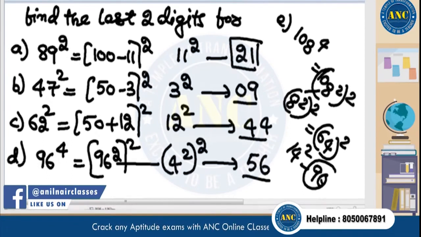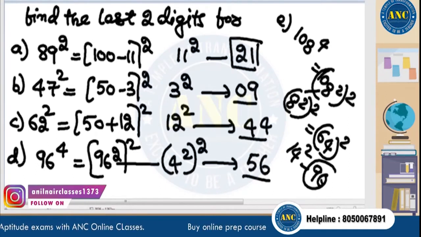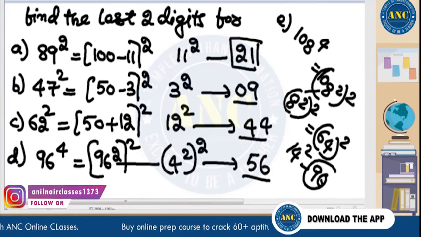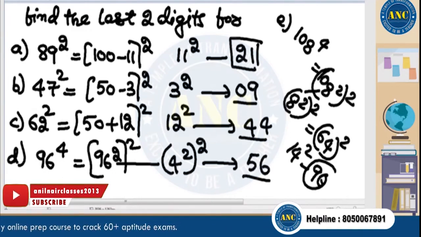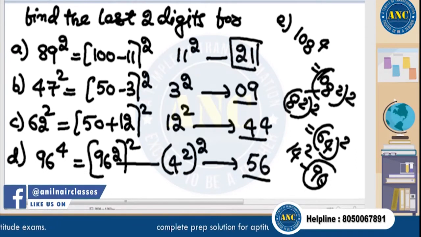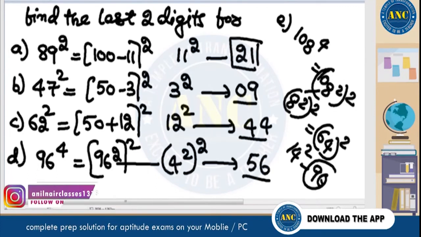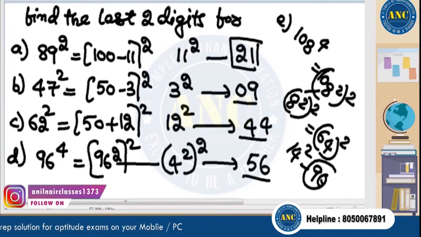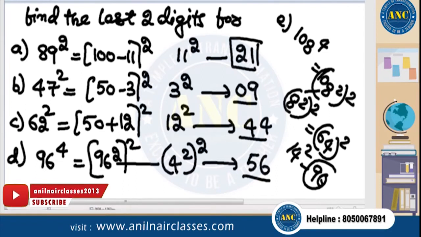108 square. Neha, 108 is 100 plus 8 whole square. 8 square is 64. 64 square is 14 square, 196. Tarun, if you use the trick Anil sir explained, we are getting all the possible numbers whose square ends with the same last two digits. Could there be any other number less than 100? Tarun, no. There cannot be any other number ending with the same digits.